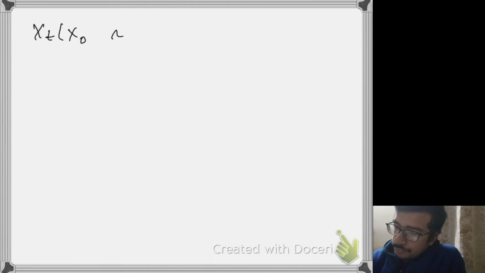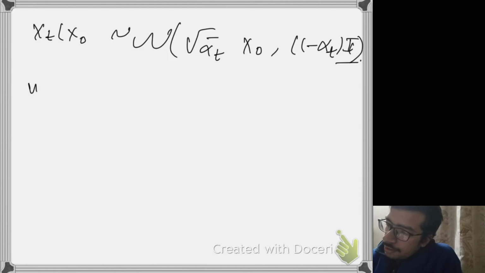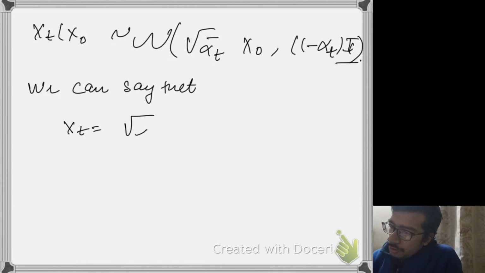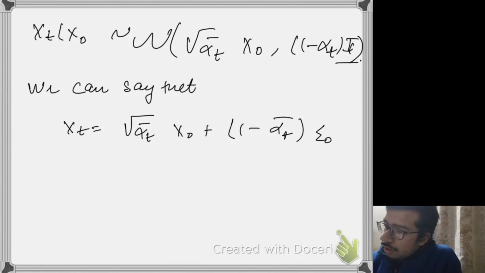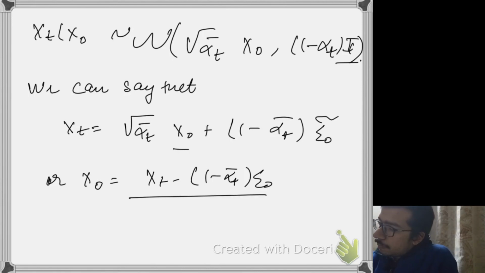Now if we look at the expression for xt given x naught, which was normally distributed with mean square root alpha t bar x naught and covariance 1 minus alpha t bar times identity, we can say that xt is going to be square root of alpha t bar x naught plus square root of 1 minus alpha t bar times epsilon naught. If I take x naught to the other side, I get x naught as xt minus square root of 1 minus alpha t bar epsilon naught, rescaled appropriately. Actually, it should be a square root over here.